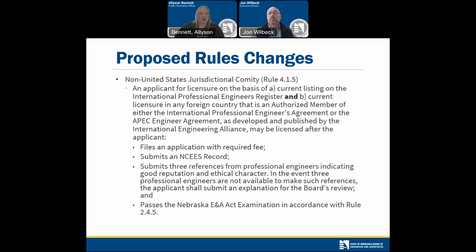All right, so the next one goes over non-US jurisdictional comity. This is adding a licensure pathway for professional engineers licensed in any foreign country that is an authorized member of either the International Professional Engineers Agreement or the APEC Engineer Agreement as developed and published by the International Engineering Alliance. If this is the case for someone, they may be licensed after they file an application with us, submit their NCEES record, and submit 3 references from a professional engineer indicating good reputation of ethical character. If they are not able to get those references, the applicant will be required to submit an explanation for board review. And lastly, they will need to pass an examination on the E&A Act.